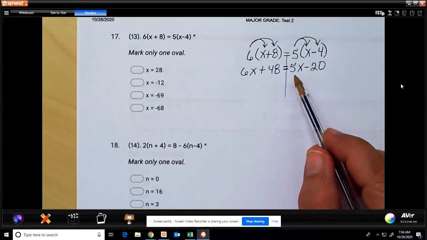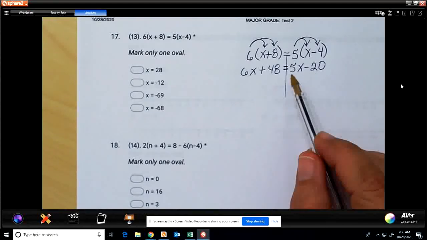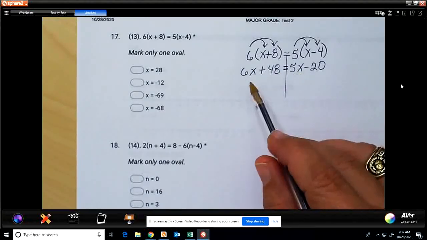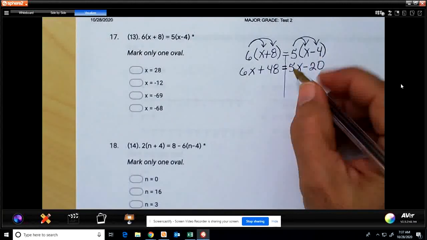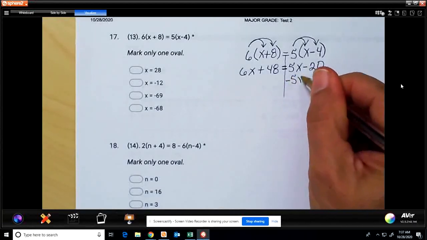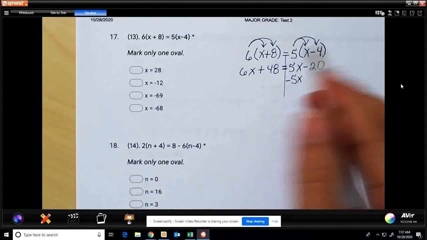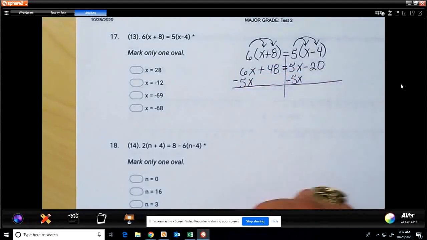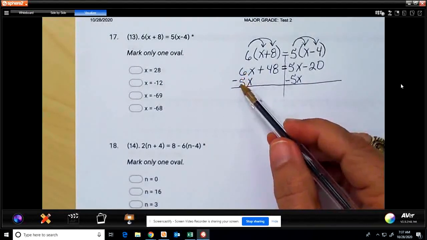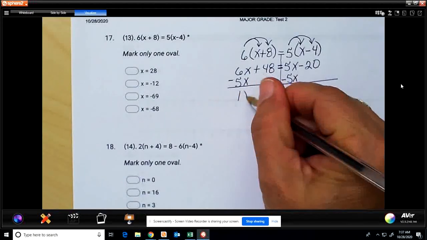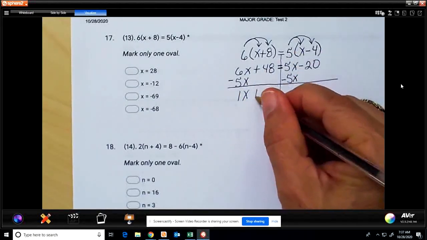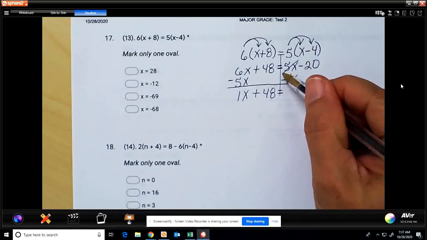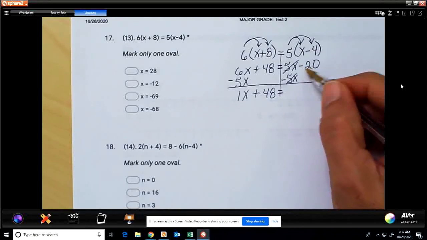I'm going to go ahead and show you again over here what we do. Since this is 5x, we want to get it over here. I like all my variables with the x's on the same side. So if this is a positive 5x, I'm going to subtract 5x, and if I subtract 5x from here, I'm going to subtract 5x from this side. Now I have 6 minus 5, which is just 1x, plus 48 equals, these canceled out, 5 minus 5 cancels out, and then I have minus 20.